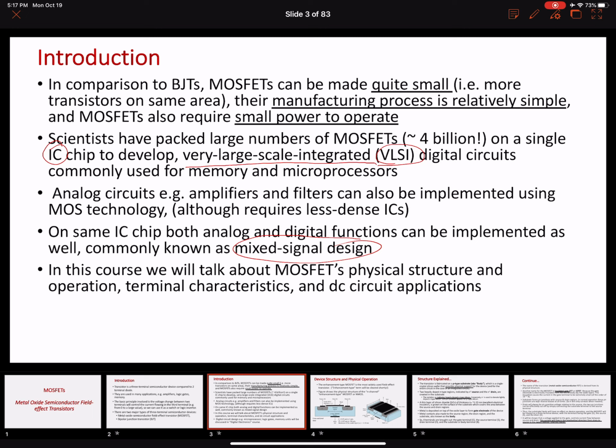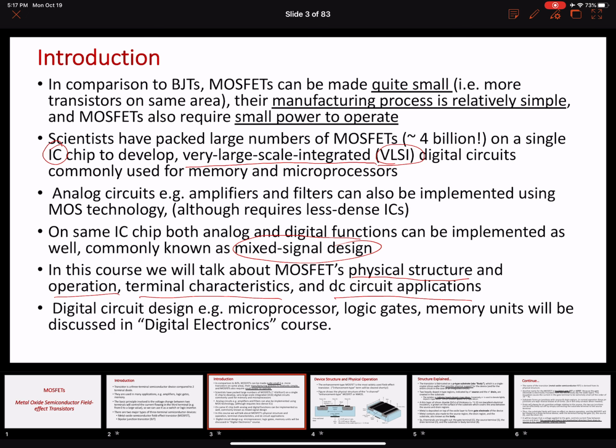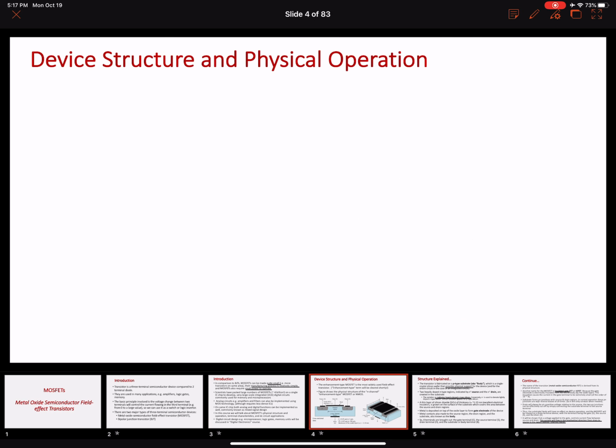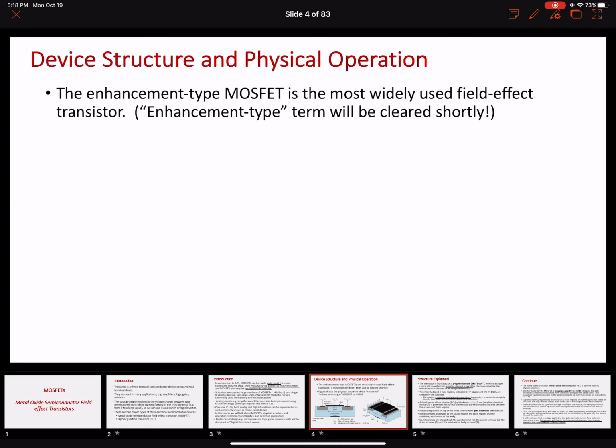Okay, so in this chapter, we are going to cover the physical structure of the MOSFETs, its operation, the terminal characteristics, and the DC circuit applications. And especially if you are interested in how you can use these transistors to develop logic gates, basic microprocessing units, and memory units, I would highly recommend taking the next course on digital electronics.